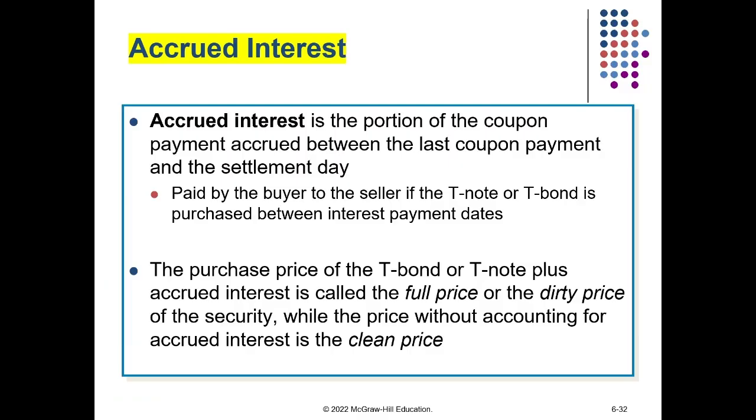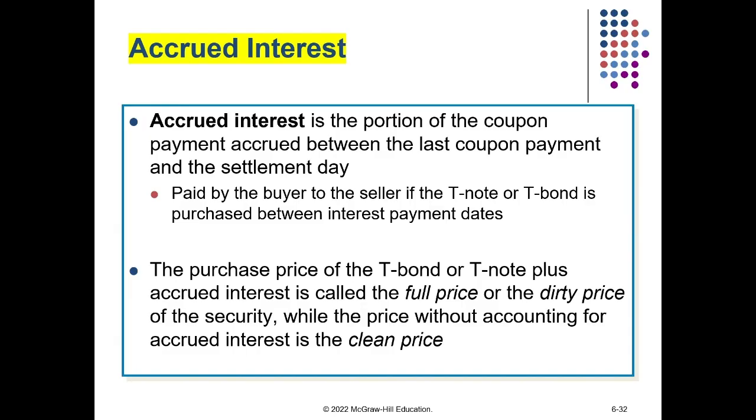Okay, so next let's discuss the first one of those three important topics today, that is accrued interest. Accrued interest is the portion of the coupon payment accrued between the last coupon payment and the settlement date. It is paid by the buyer to the seller if the treasury note or treasury bond is purchased between interest payment dates. And so this is accrued interest.